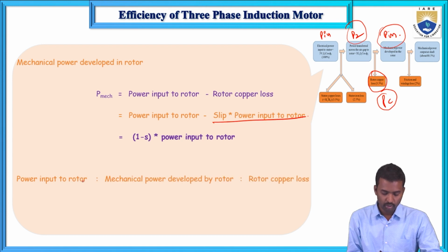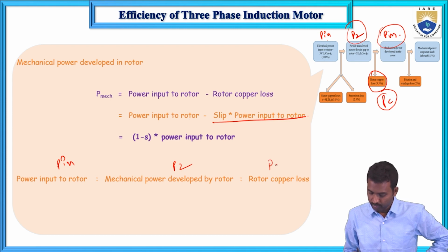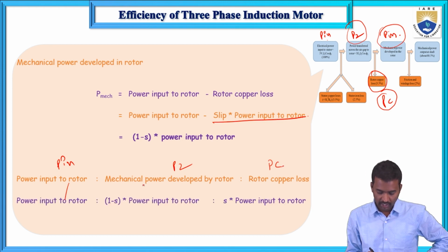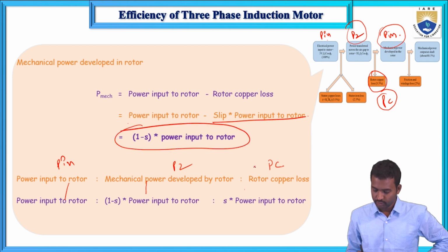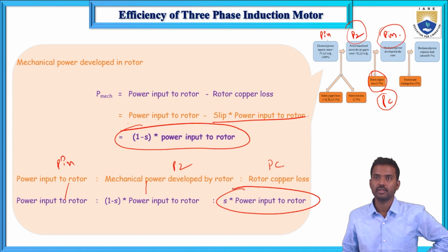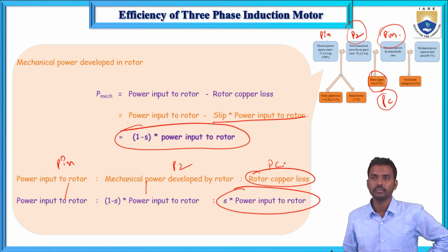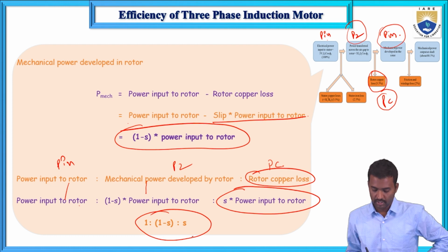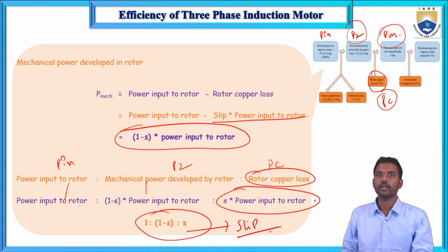Now here, the power input to the rotor is P2, and the rotor copper losses are PC. Next formula: the rotor copper losses equal S times the power input to the rotor, and the mechanical power developed by the rotor equals 1 minus S times the power input to the rotor. Here S indicates the slip.